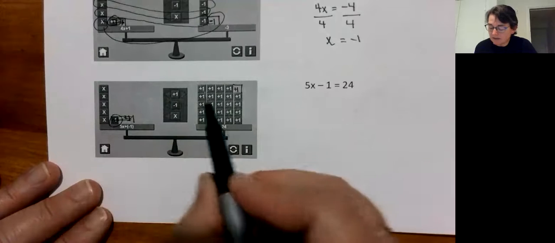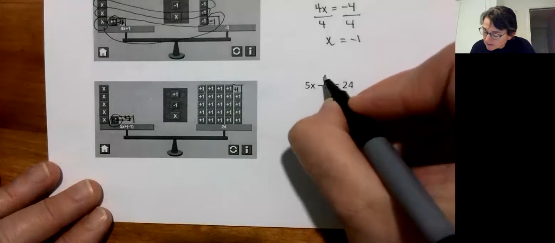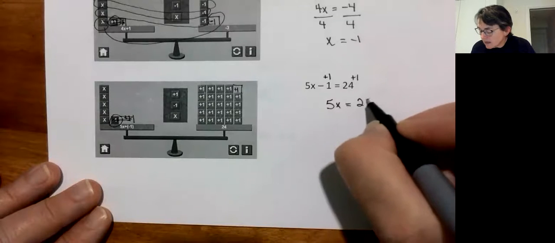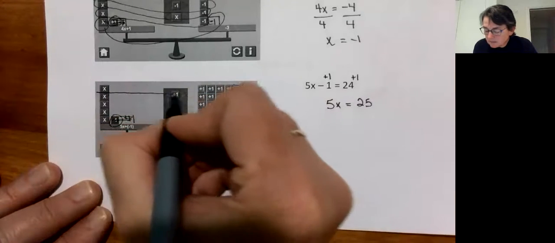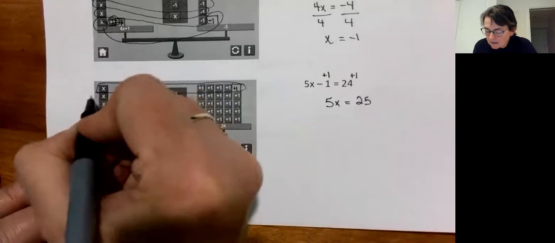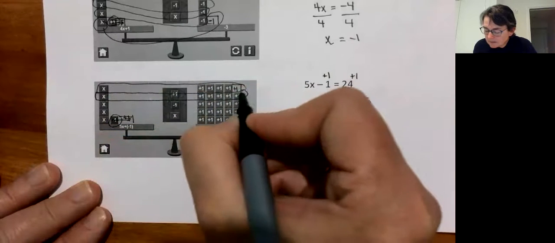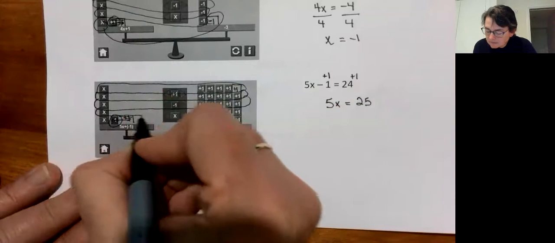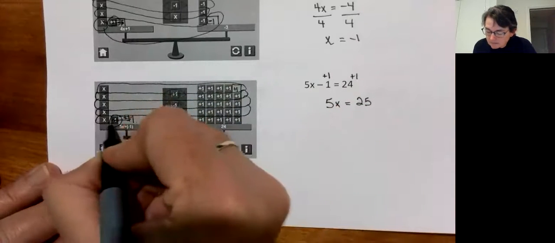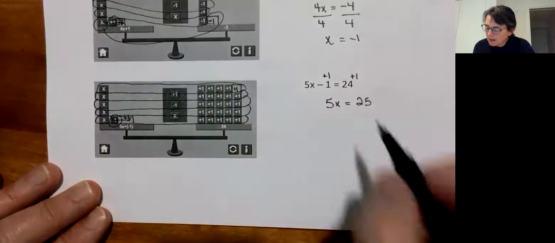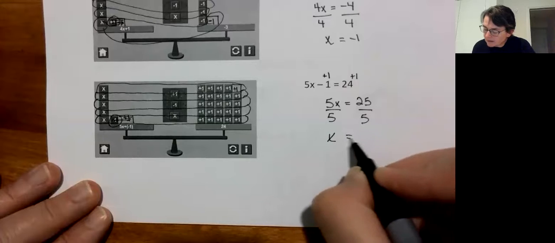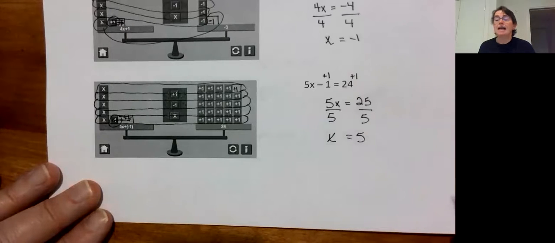So now we've got 5 x's and 25. Plus 1, plus 1: 5x is equal to 25. Now to divide this out, look at how pretty that is. Divide it out nice and evenly, and same thing here. x is equal to 5. Ta-da! You're now solving multi-step equations.